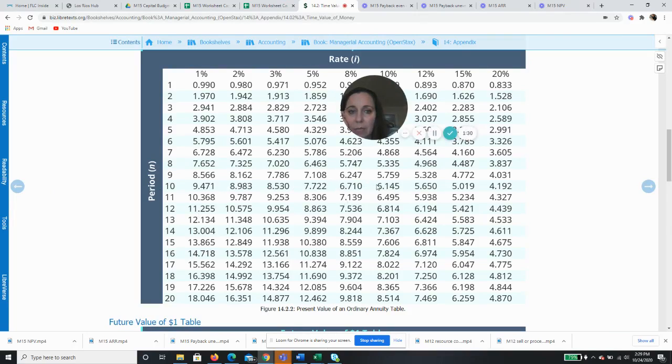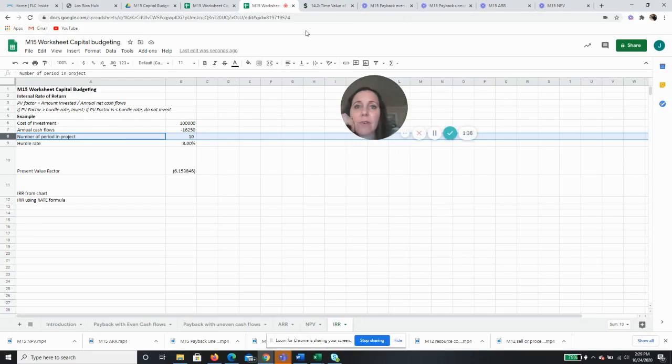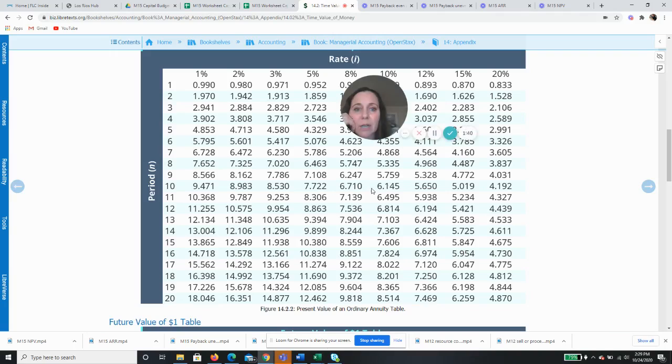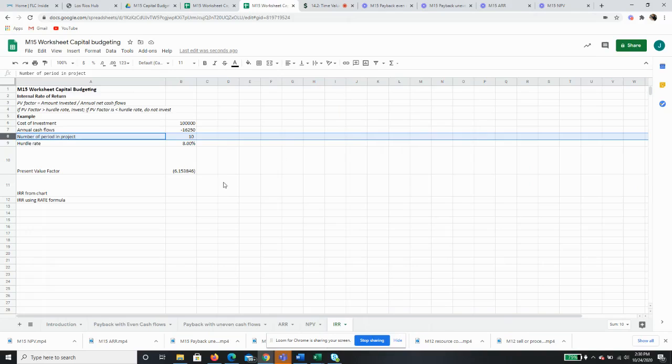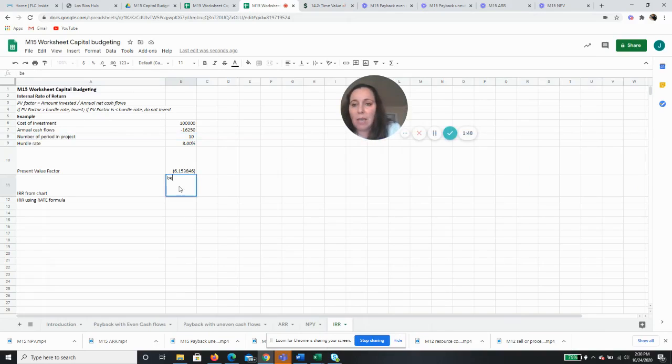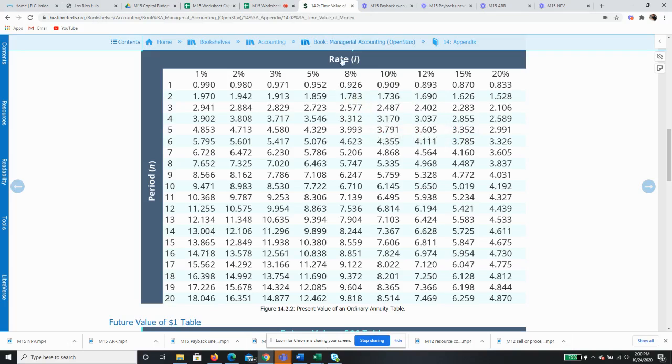And it's somewhere between these two, right? Ours was 6.15. Okay. So it's going to be somewhere in here. It's probably closer to 10%, but it's going to be between 8 and 10%. Since we don't have the exact number, we just say between 8% and 10%, probably closer to 10%, because 6.15 is a lot closer to this number than to this number. But we're in that period of 10.